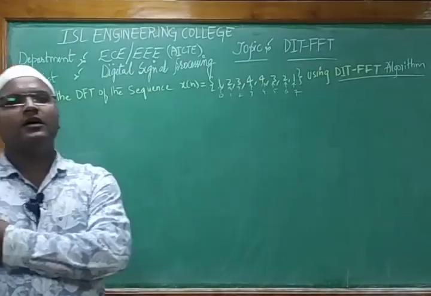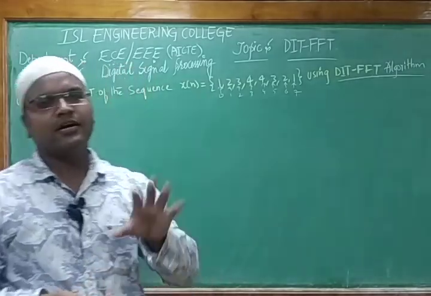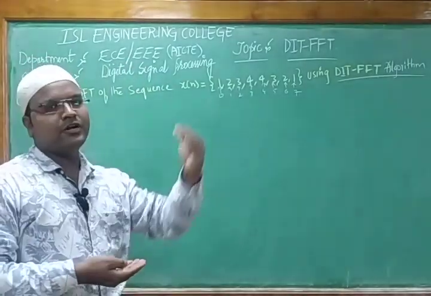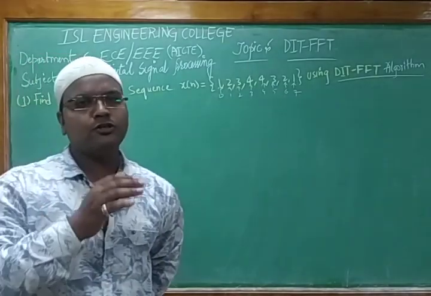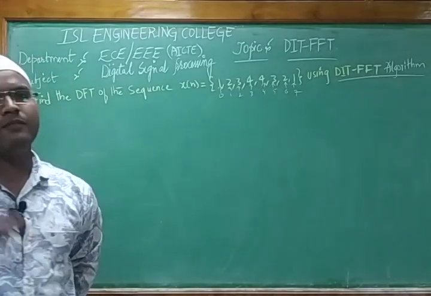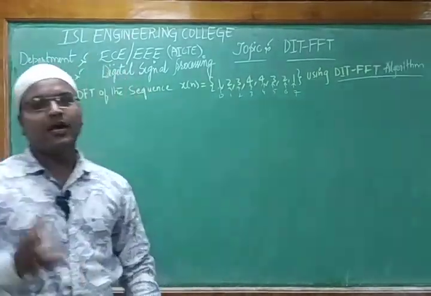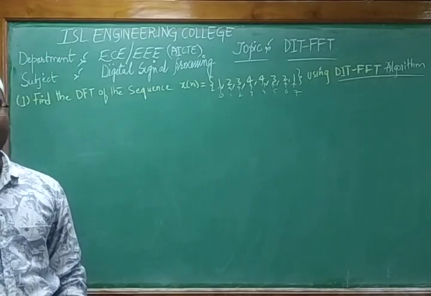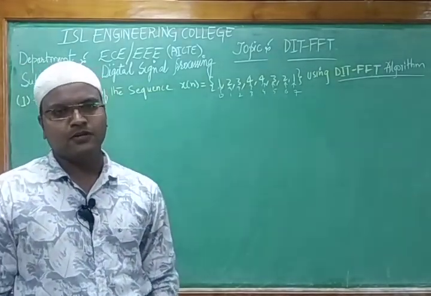What is the first step? The first step states that we need to design its flow diagram or graph. In that, in which order does the input need to be? Input needs to be in bit reverse order and output should be in normal order. For that reason I am taking 8 points, because 0 to 7 means 8. So we need to draw the diagram for the 8-point DIT FFT.